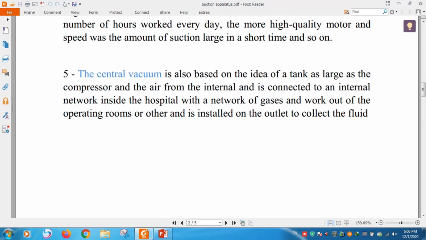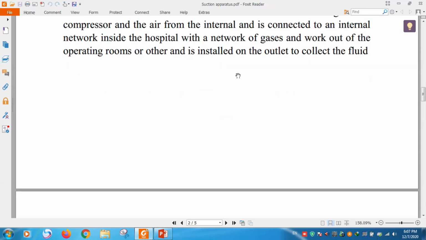Number five, the central vacuum. It is based on a large tank like a compressor, and the air from the internal end is connected to an internal network inside the hospital. If you know, we have a central vacuum behind the wall of the hospital with a network of gases, and it works out of the operating room or elsewhere, and is installed on the outlet to collect the fluid.